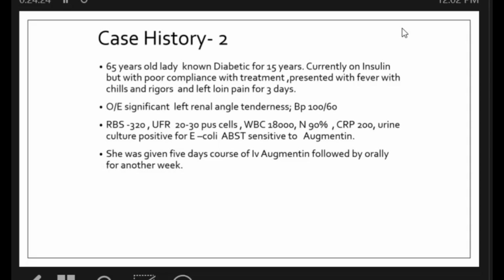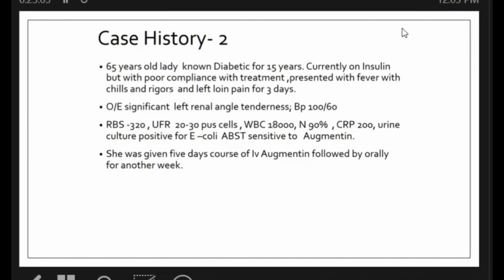So this is case 2. It's a very common thing again. A 65-year-old lady, diabetic for 15 years, currently on insulin but with poor compliance, and her blood sugar is very poorly controlled. On examination there is significant left renal angle tenderness, she's febrile, but it's not like sepsis, and with a lot of red cells on UFR and a raised white cell count, everything suggests the patient has a true urinary tract infection. So what happens when you treat with augmentin?